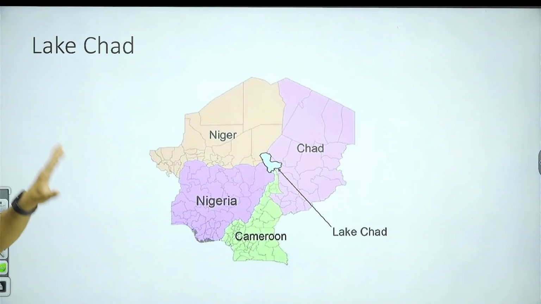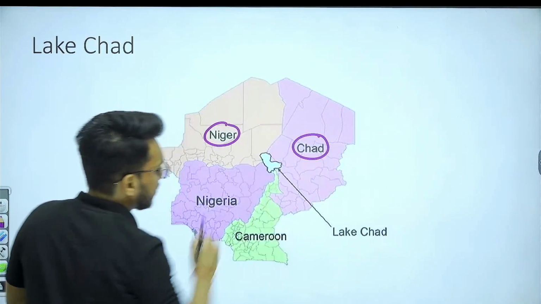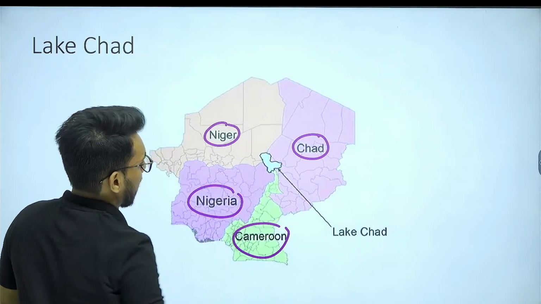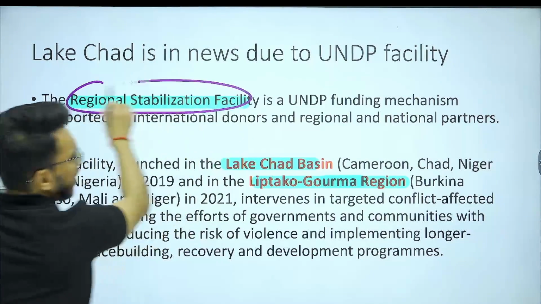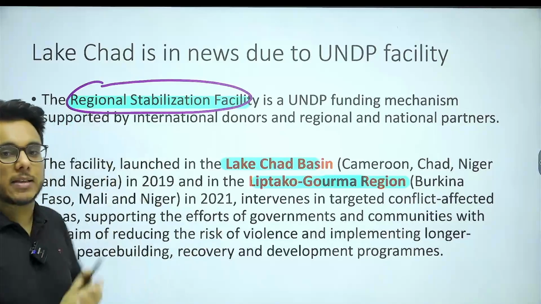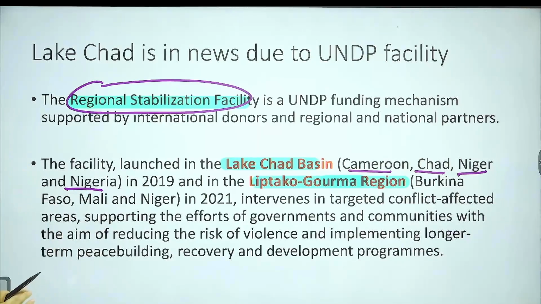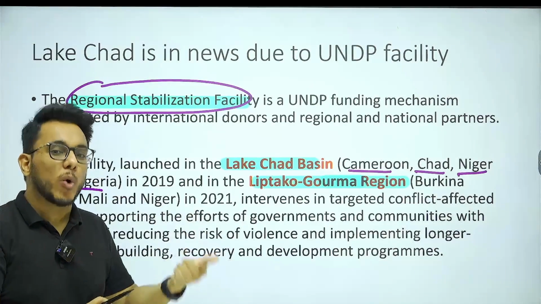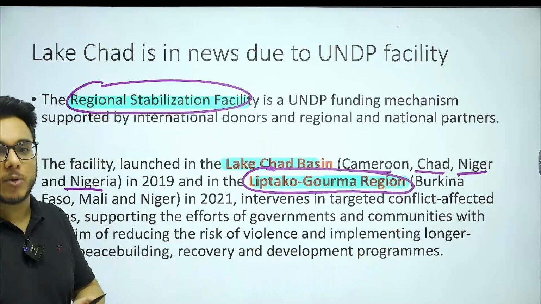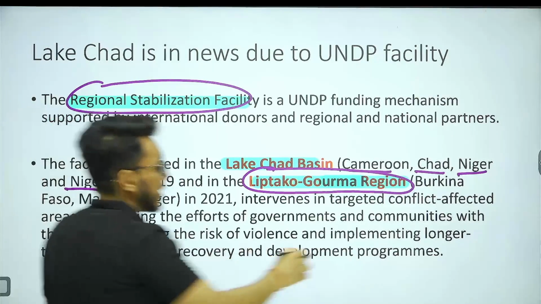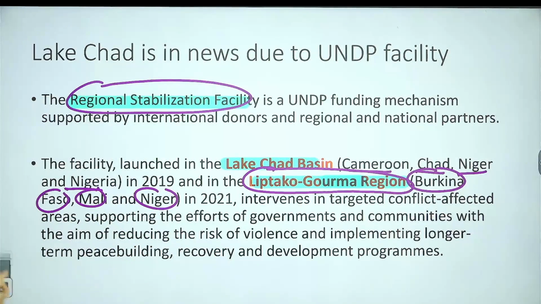Now, first of all, Lake Chad. When we talk about Lake Chad, it is shared by Niger, Chad, Cameroon, and Nigeria. And this Regional Stabilization Facility will also be oriented to all the countries bordering Lake Chad, that is Cameroon, Chad, Niger, Nigeria. Also, a similar facility is given for one more area in Africa, that is the Liptako-Gourma region. The Liptako-Gourma region is in Burkina Faso, Mali, and Niger.